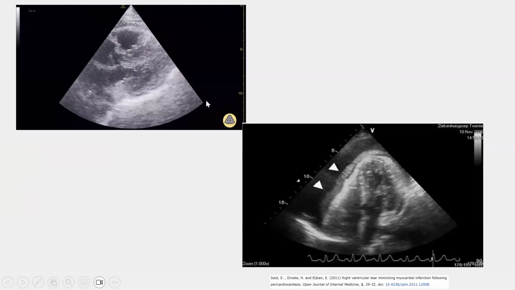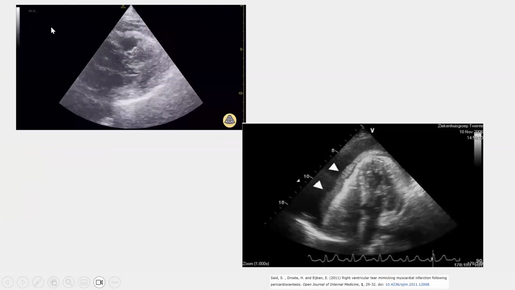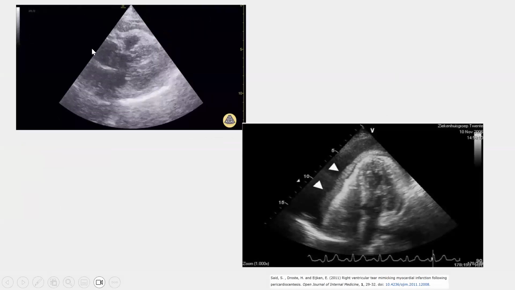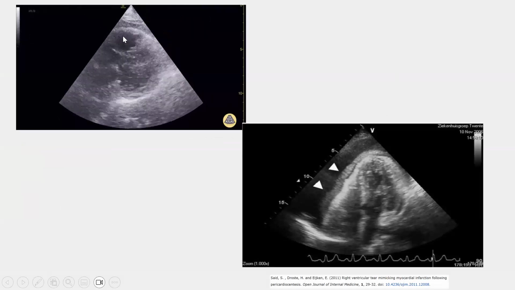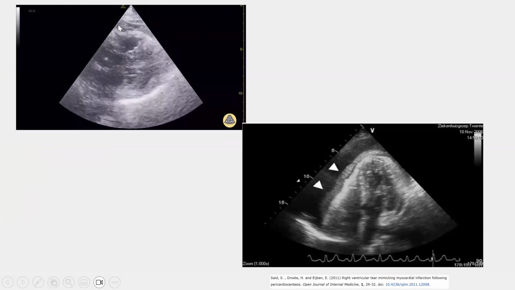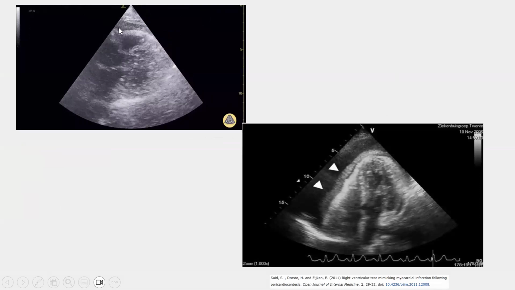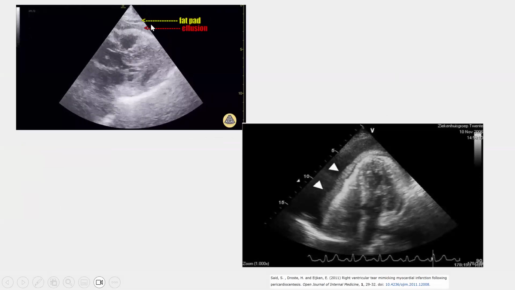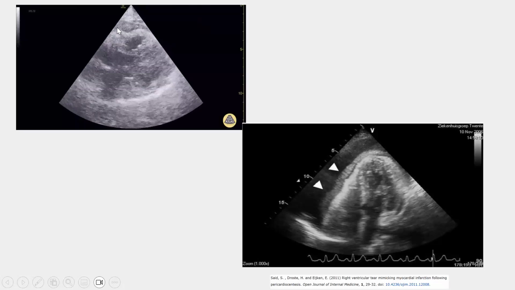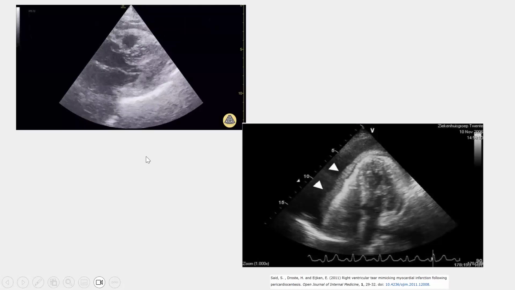If we look together here, this might be a subcostal view, and you see that there is some kind of tissue filling here, right? Extracardiac or epicardiac and pericardial. So any suggestion about what this might be?